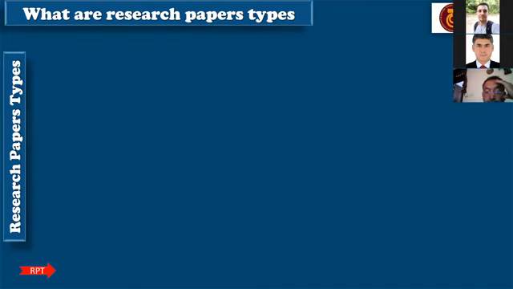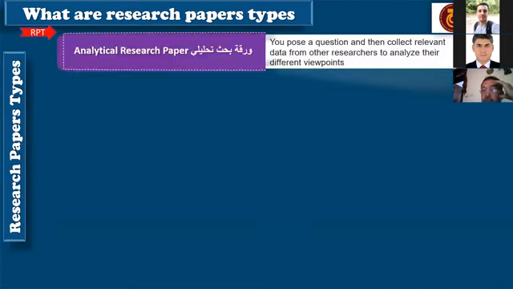So we have many types of research articles or papers. The first one is the analytical research paper. In an analytical research paper, you pose a question and then collect relevant data from other researchers to analyze their different viewpoints.